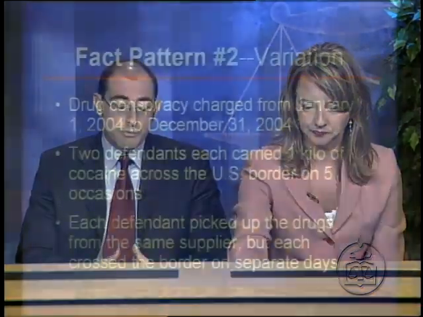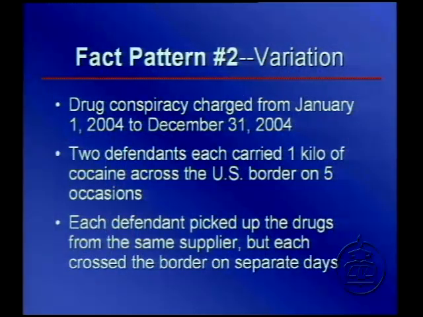Sure, Rachel. Let's look at another example here, and this comes from another real case that occurred in the federal system. There was a drug conspiracy charge from January 1st, 2004 to December 31st, 2004. Two defendants each carried 1 kilo of cocaine across the U.S. border on 5 separate occasions. Each defendant picked up the drugs from the same supplier, but each crossed the border on separate days.